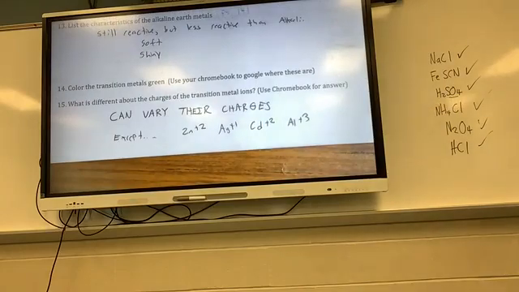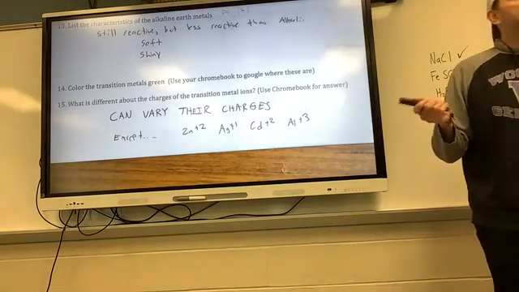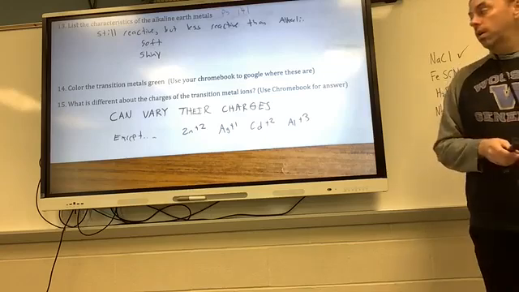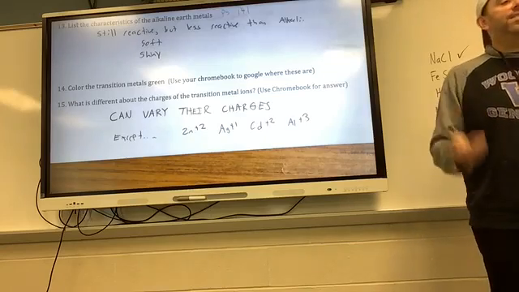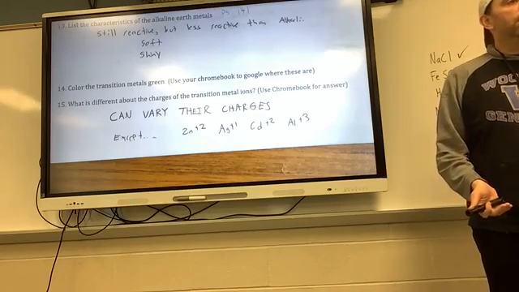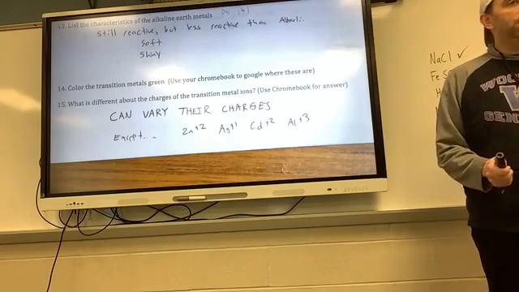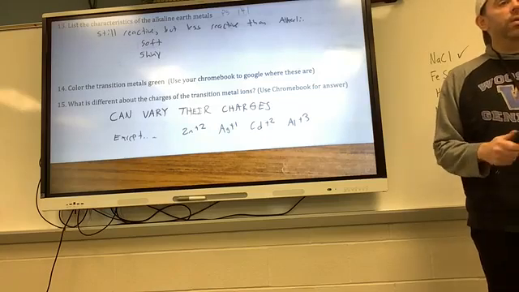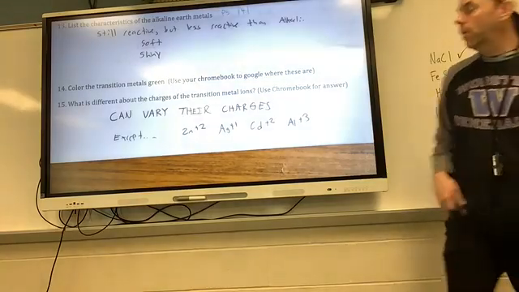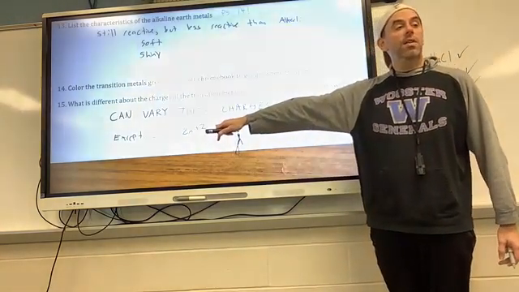Everything in group 1 was a what charge? A +1. Everything in group 2 was a +2. But the ones in the middle change depending on what they're matched up with. So there's a few exceptions. One of the exceptions, that's iron. That's iron that's rusting. When iron rusts, it lets off heat. It's exothermic. Pretty cool.